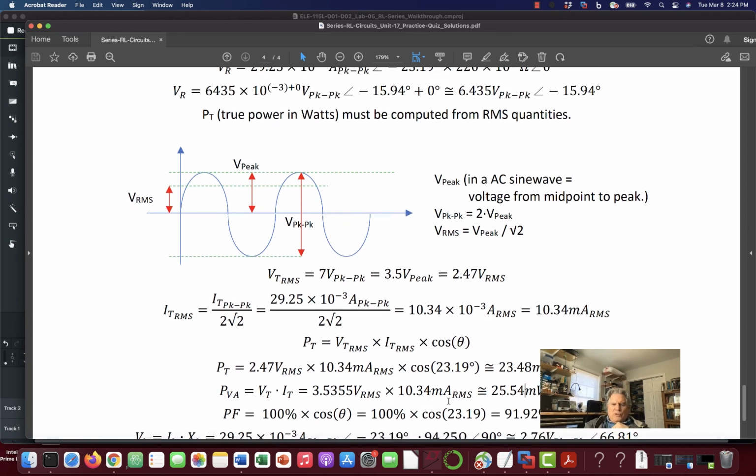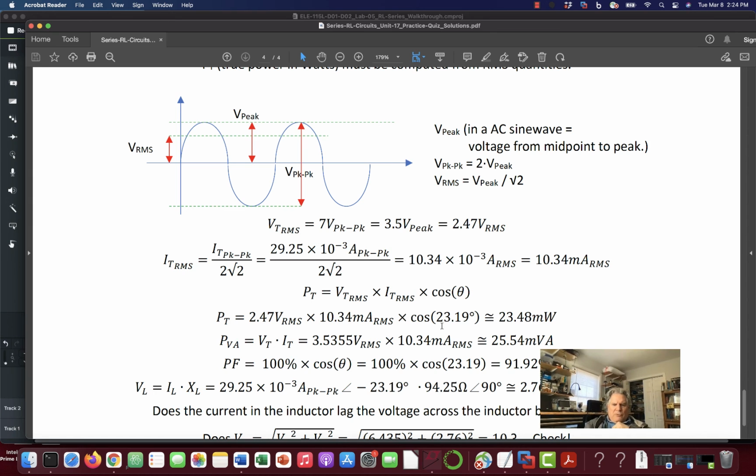So we could say our circuit, if you look at the cosine of 23.19 degrees and multiply it by 100 to get percent, the power factor is 91.92%. It's based on the cosine of the phase angle, times 100%. People talk about power factor in percent, but when you do calculations, you've got to either obey the percent or take it out and use it as a fraction.